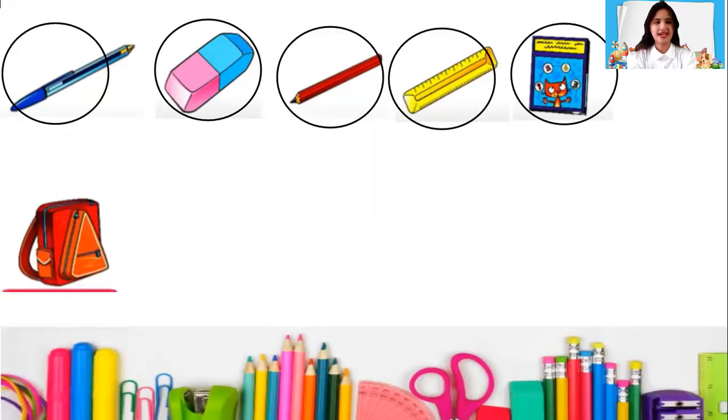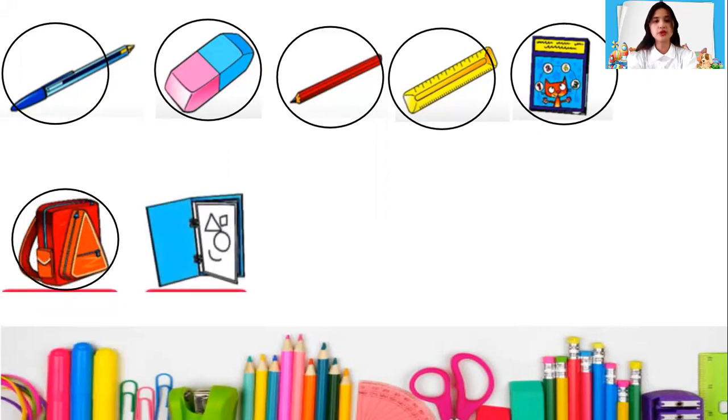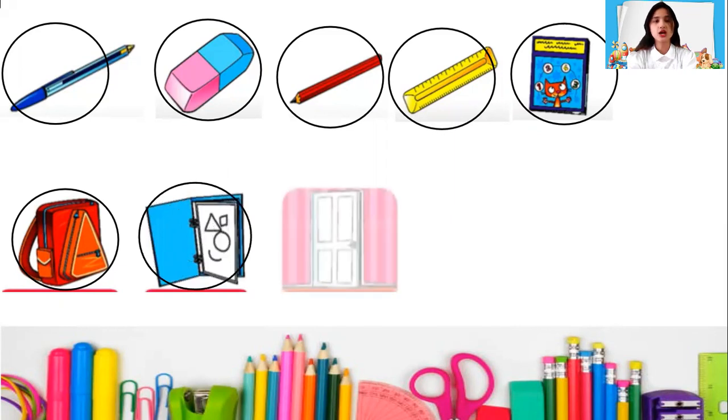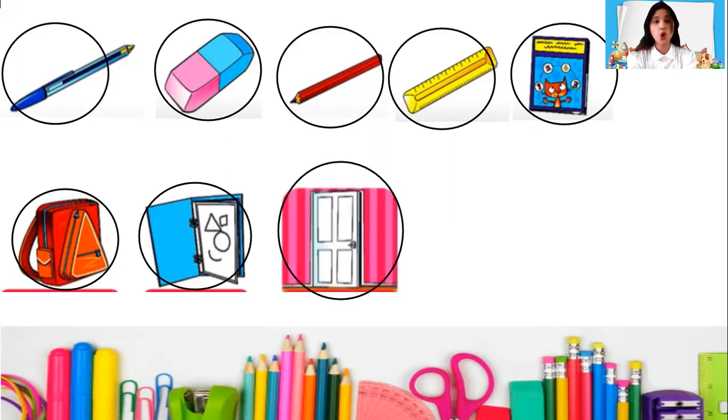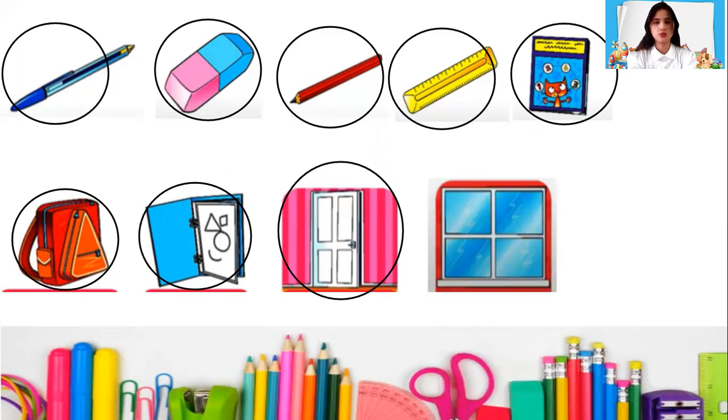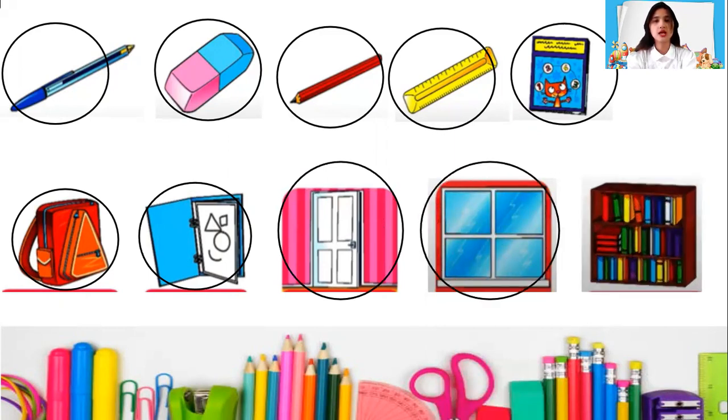Next, bag. Next, folder. Next, door. Next, window. Next, bookcase. Okay, these are the different school things that we learned last week. So let's proceed to our lesson for today.